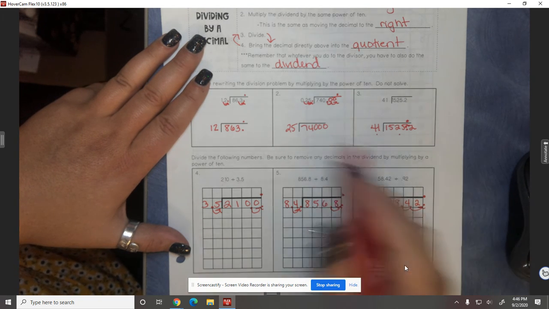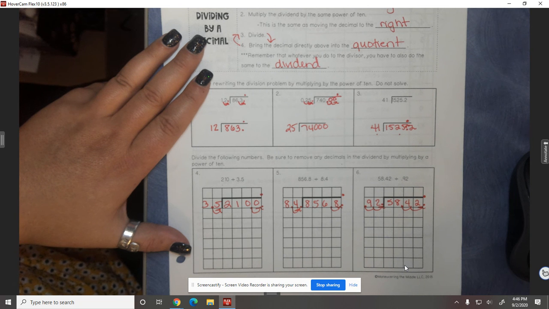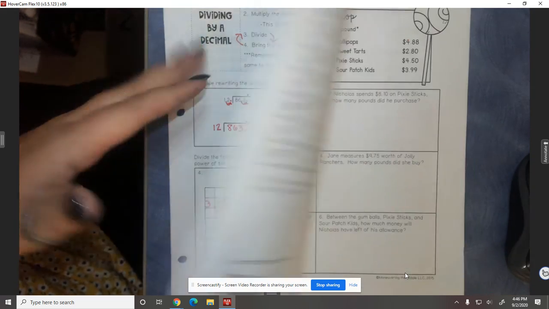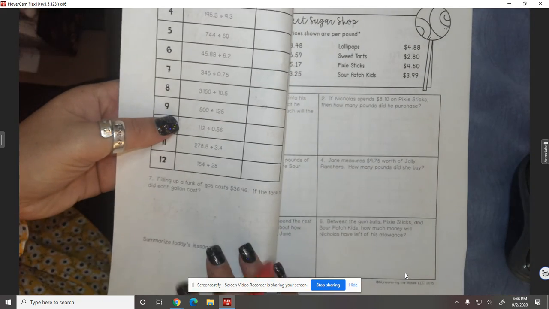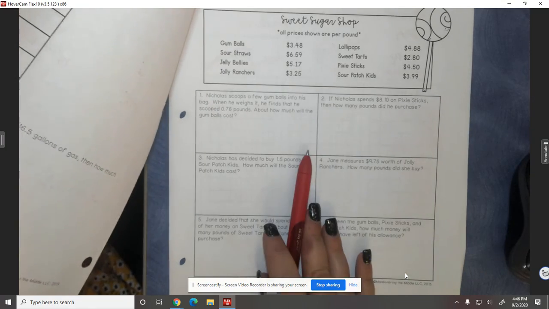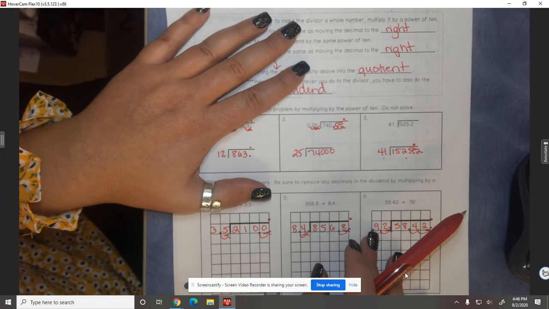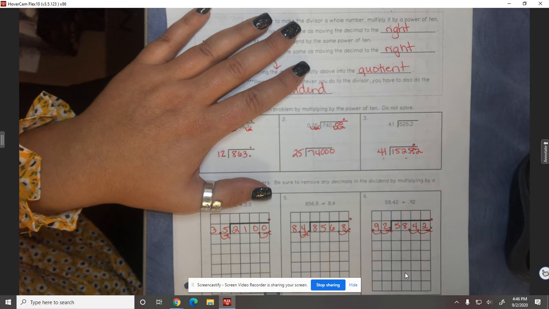And then you just follow the regular long division rules. That's what we did today. So if you want to finish the rest of the packet, if you want to practice, there's practice back here, and then we're going to do this tomorrow. So don't worry about that. So there's how we divide by a decimal. We just have to move the decimals over.